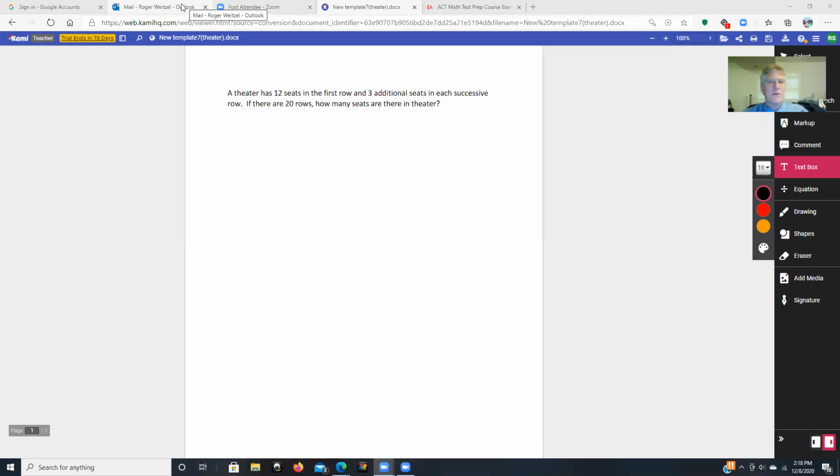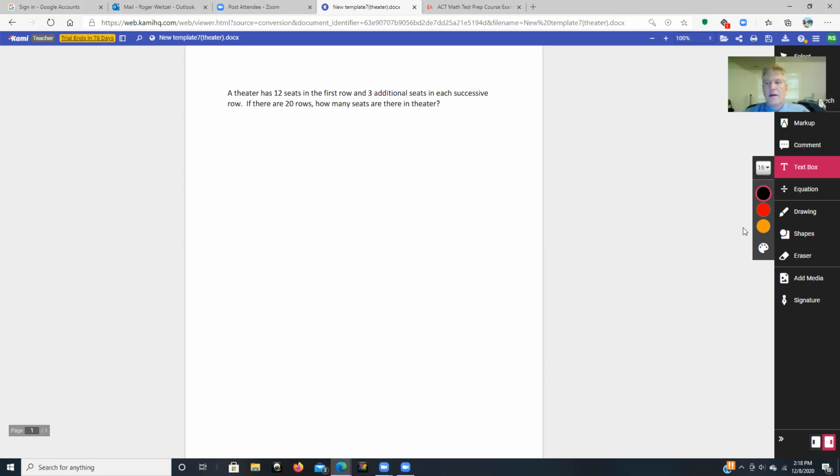So at this point, I will share my screen, and I would like for you to be able to see what I can see. So we are going to switch over here to our example problem. What we're dealing with is a movie theater. It has 12 seats in the first row and 3 additional seats in each successive row. If there are 20 rows, how many seats are there in the theater?